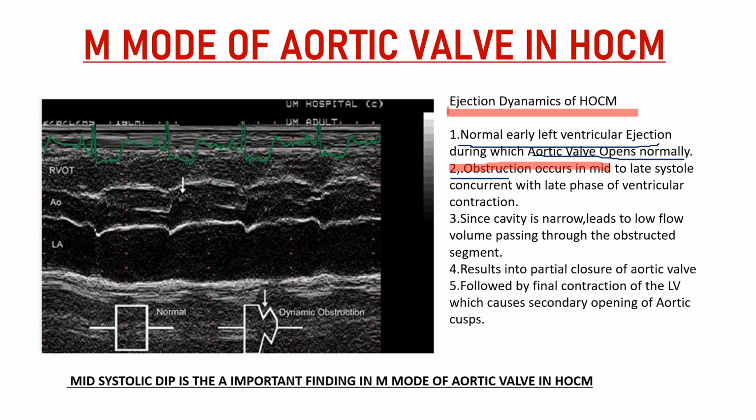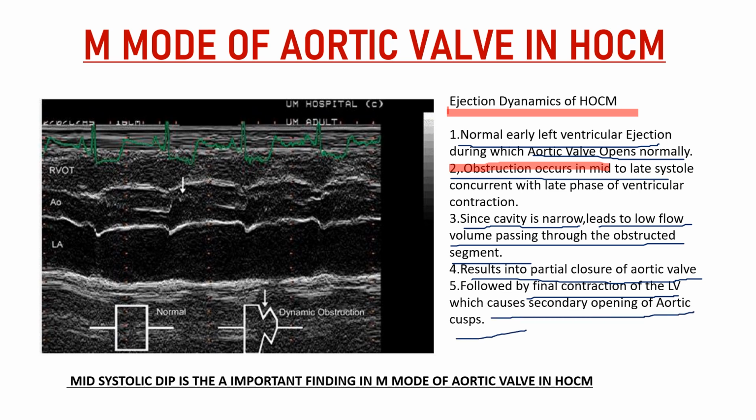And obstruction is mid to late systole, and because of obstruction, the LVOT cavity in mid systole becomes narrow, and this leads to low flow or volume passing through the obstructed segment. Since the low flow is passing through the obstructed segment, it results in partial closure of the aortic valve, followed by the final contraction of the LVOT, which causes the opening of the aortic valve for a second time.